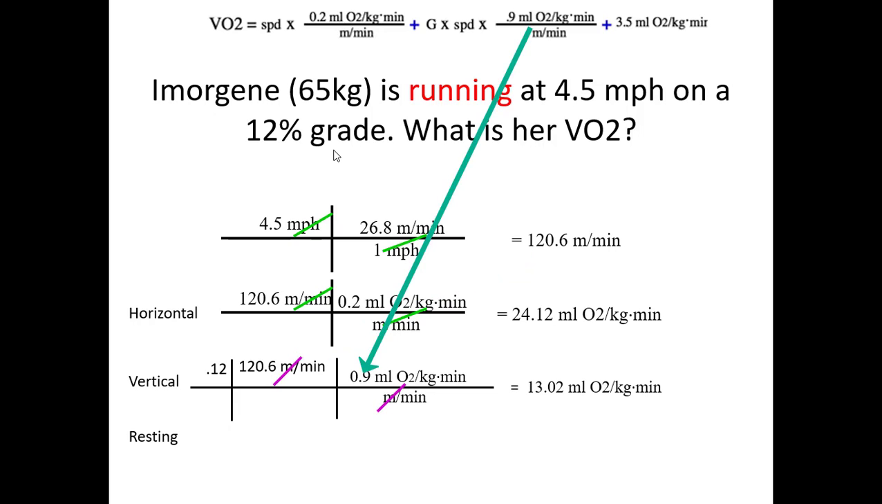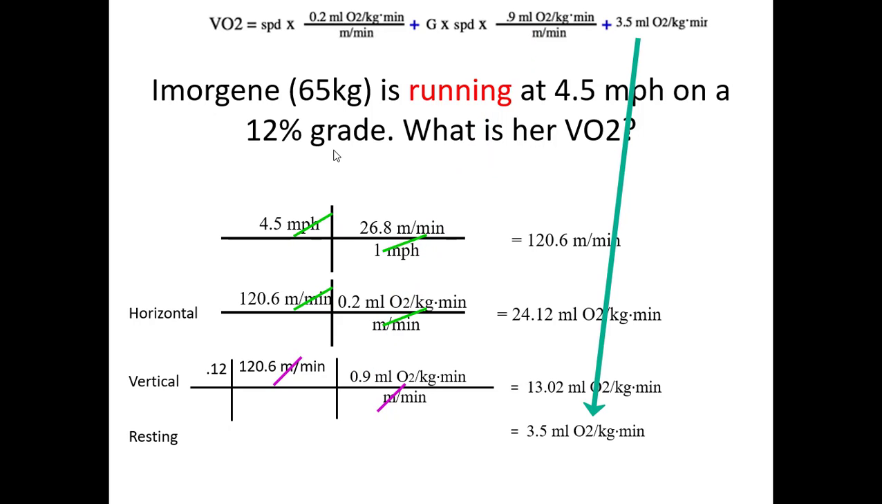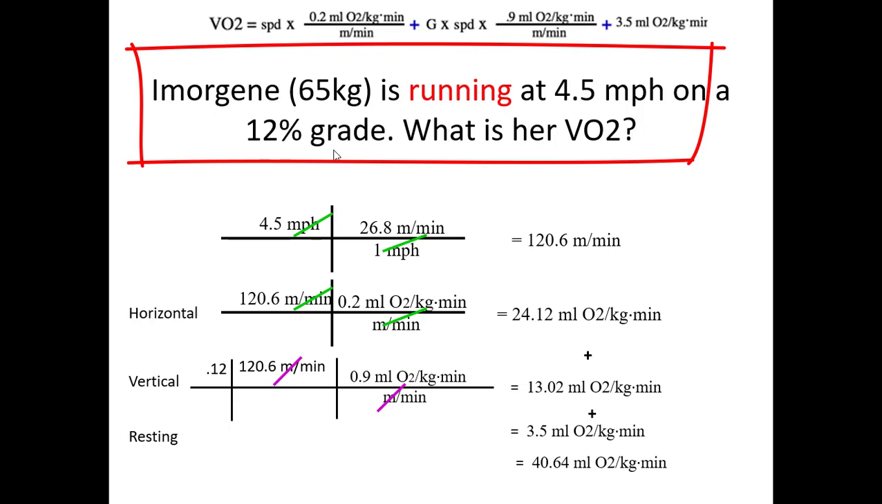So the answer is 13.02. And resting, we always have resting, 3.5. At rest we still need oxygen consumption, so 3.5. So add all of them: 40.64. So somebody running at 4.5 miles per hour on a 12% grade has a VO2 equal to 40.64 milliliters per kilogram per minute. Does it make sense?